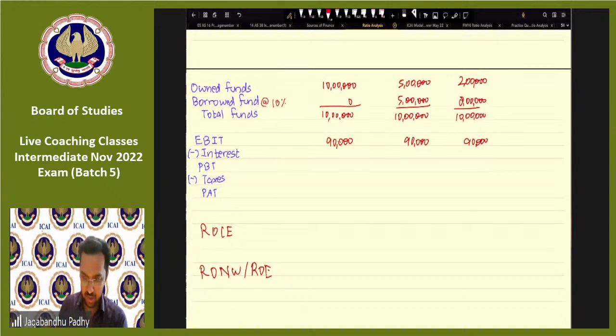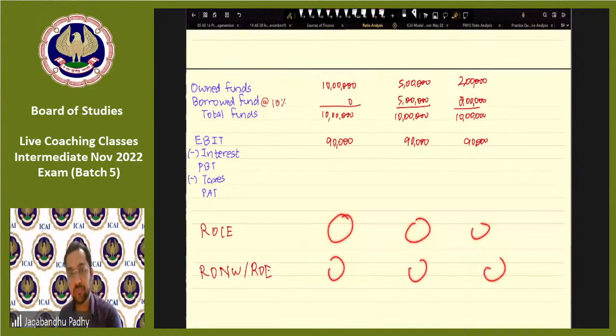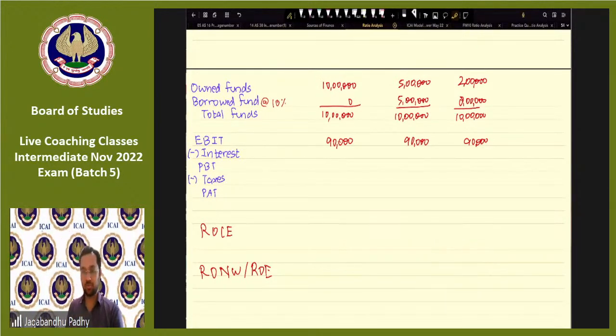Same numbers, that is the owned funds and borrowed funds, total funds is what we have. EBIT is same. Interest, PBT, taxes, and PAT. It is four numbers. You have to fill up and give me the return on capital employed, return on net worth in each of these scenarios.